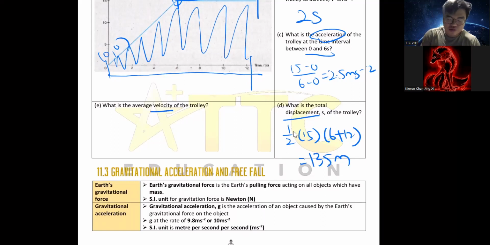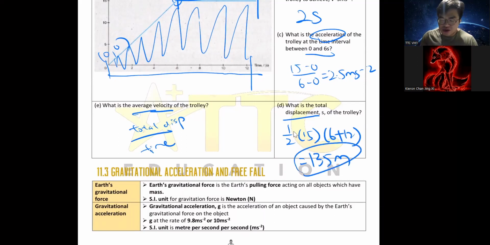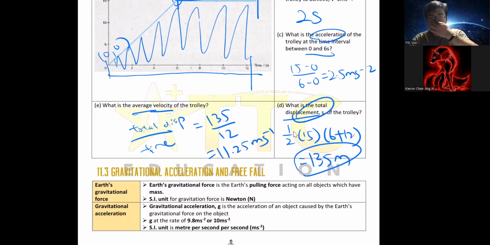Okay, so what about halaju? Average velocity, halaju purata. That's when you use the total displacement, jumlah sasaran, divided by time. So what's your jumlah sasaran? Then you got it here. So 135 divided by 12, 11.25. Is this the answer? Okay, good.